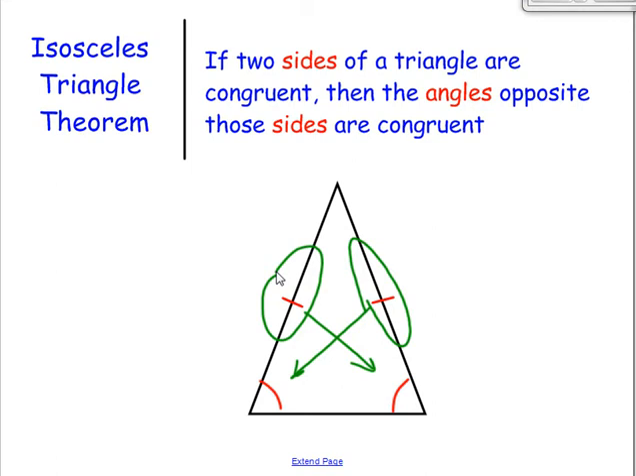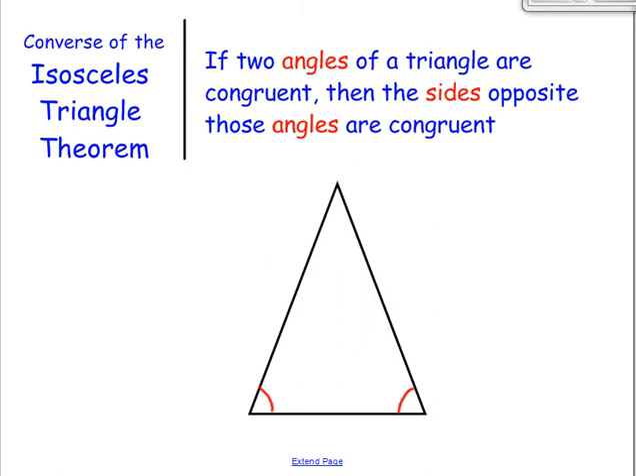If I know my two sides are congruent, then I know my two angles are going to be congruent as well. Okay? And conversely, if I know the two angles of a triangle are congruent, then I know the opposite sides of the angle are going to be congruent. So if I know those two angles are congruent, then I know that these two sides are congruent. And that's called the converse of the isosceles triangle theorem.